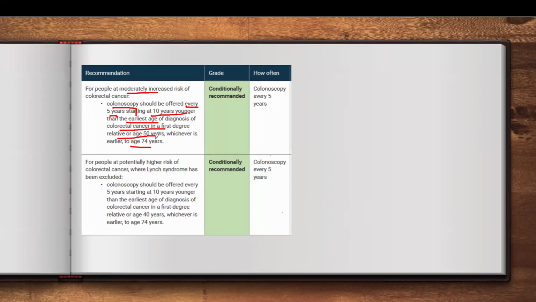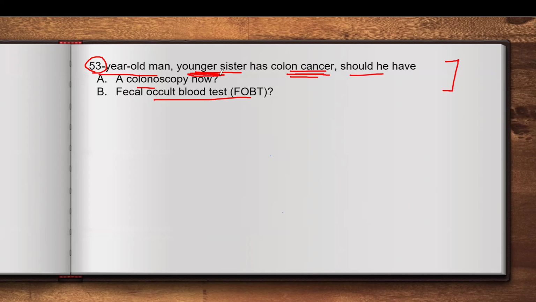So this patient ideally should have had screening from 41 years, but obviously he's 53 years old now. So what we can do is offer him a colonoscopy now, and after that he will be having colonoscopy every 5 years. So the complete option or the best answer would be do a colonoscopy now and then repeat after every 5 years, because this patient is at increased risk of developing colorectal cancer.